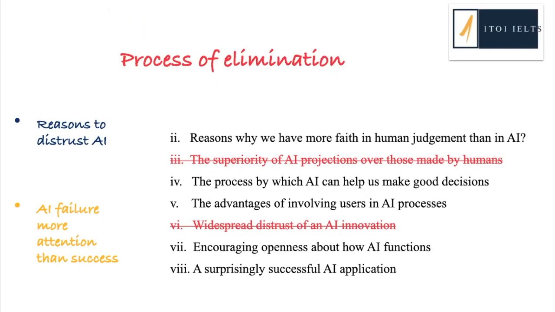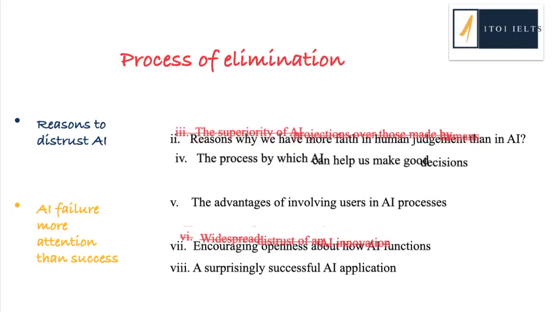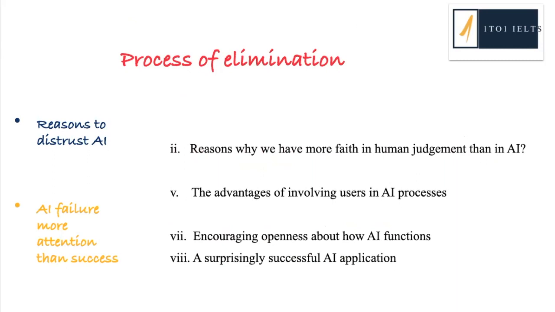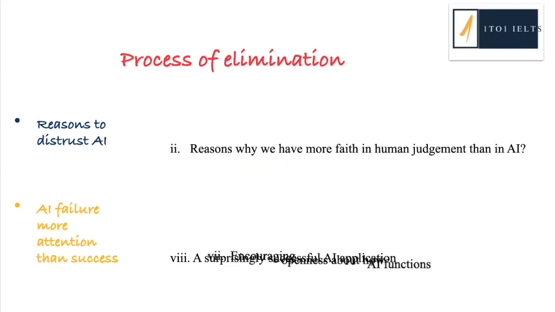Now, looking at our final 4 headings, we look at heading number 4, the process by which AI can help us make good decisions. Here again, it's not really talking about a process. It's talking more about reasons that people distrust AI rather than trusting humans. So this doesn't look like it's going to be appropriate. The advantages of involving users, no, we're still really talking about reasons of distrust. That doesn't look like it's relevant. There is no real mention about encouraging openness. So again, we can get rid of that. And a surprisingly successful AI application, this doesn't seem to have come up.